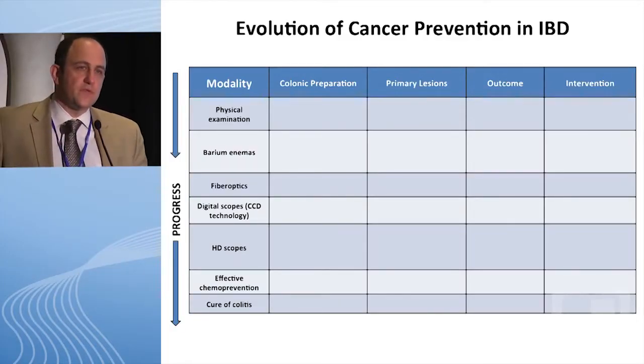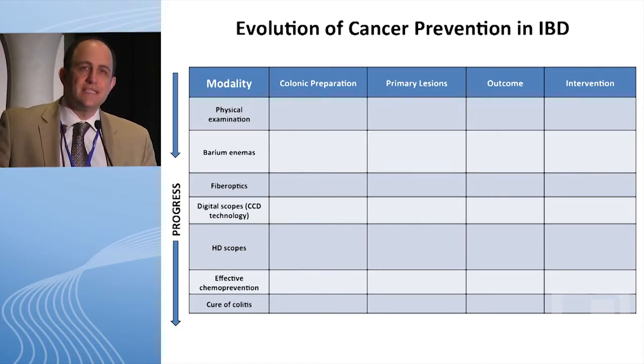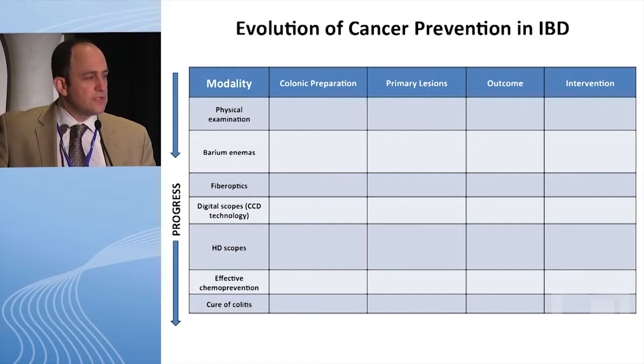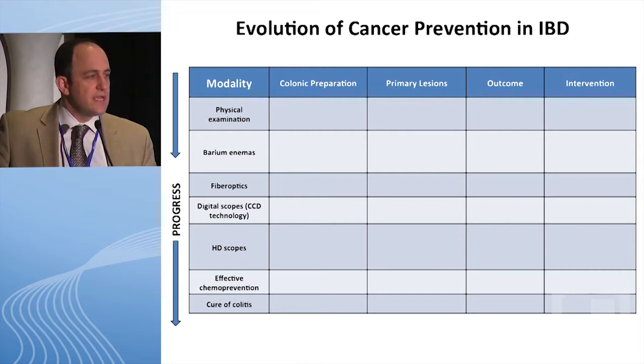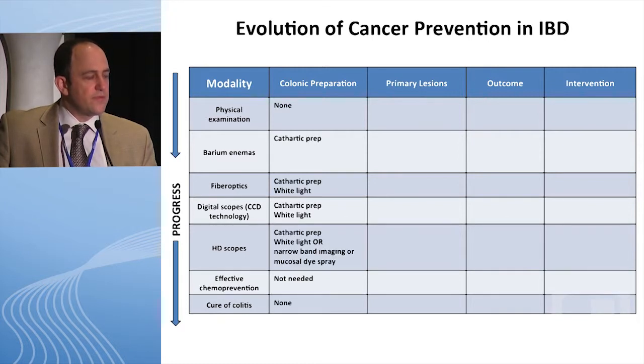One of the major areas we've made progress has to do with our ability to see and to detect dysplasia. So I put together this table that shows progress that we've made from the top to the bottom, so more recently is at the bottom of the table, and the modality that we use to detect or find the cancers or precancerous findings, as well as the prep and other things related to it.